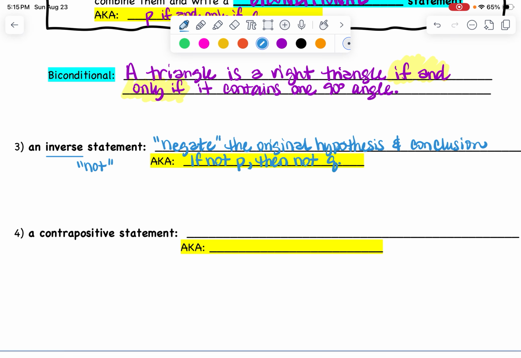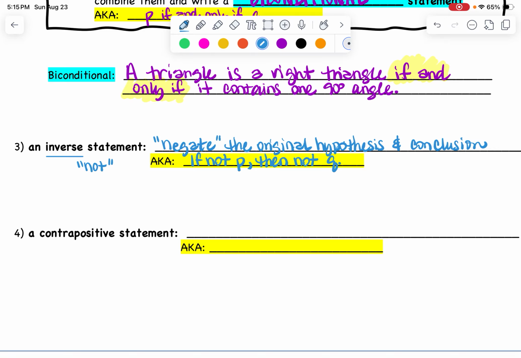If not P, then not Q. Okay, same order as the original, just the opposite meaning for the hypothesis and conclusion. And then, of course, your job would be to read that and determine if it was still true or if it was now false. We're going to do that in just a few minutes.